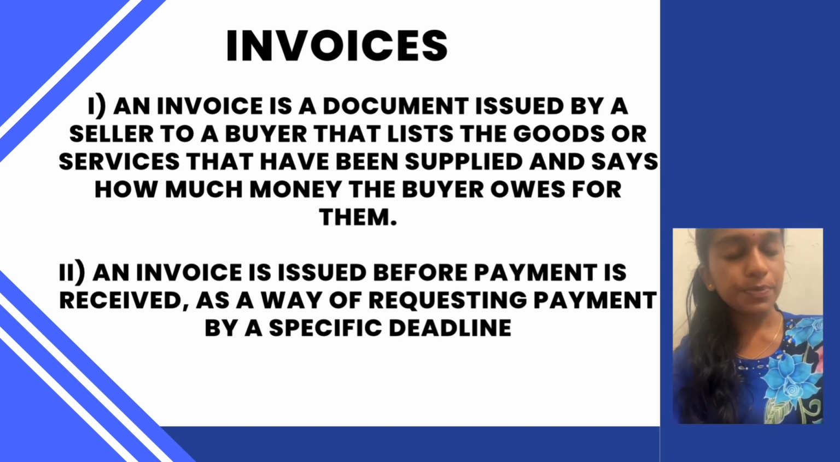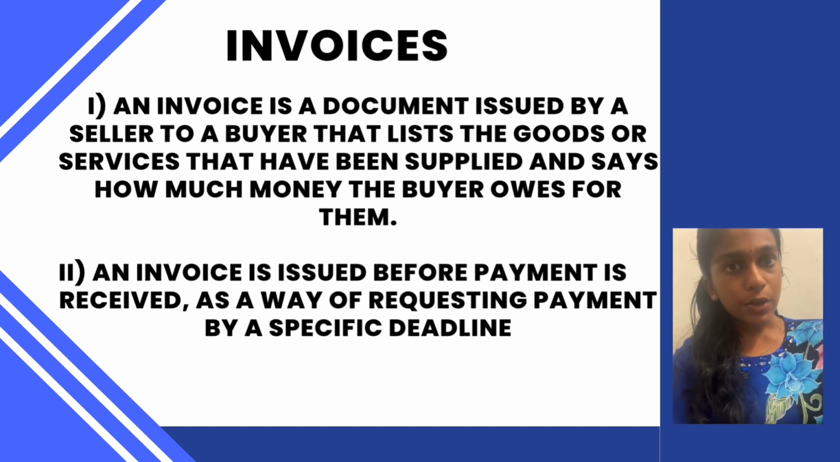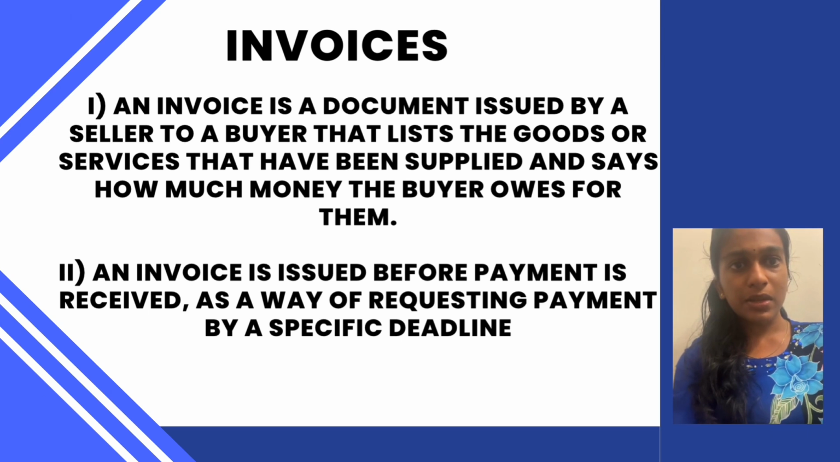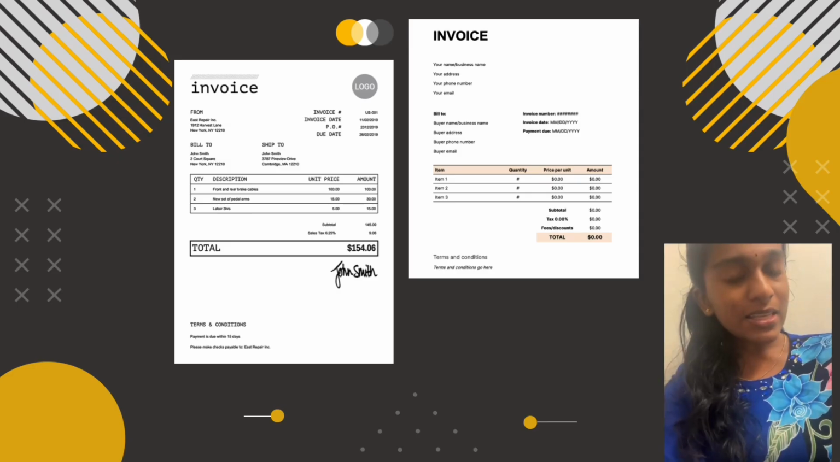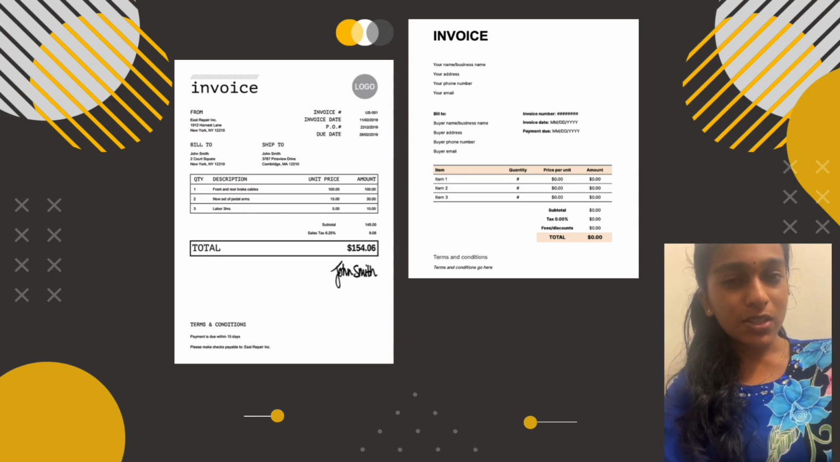Firstly, invoice. An invoice is a document issued by a seller to a buyer that lists the goods or services that have been supplied and says how much money the buyer owes for them. An invoice is issued before payment is received as a way of requesting payment by a specific deadline. This is an example of an invoice.